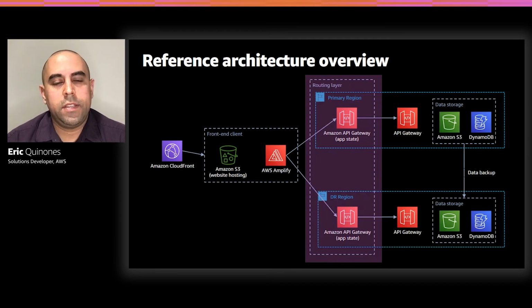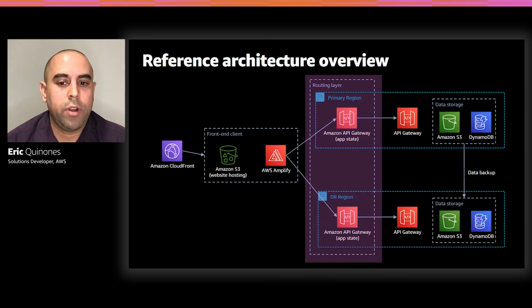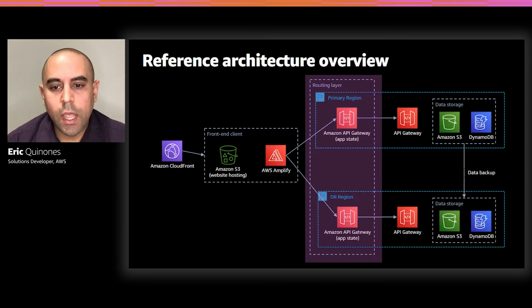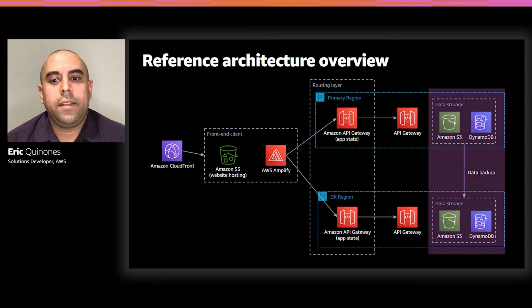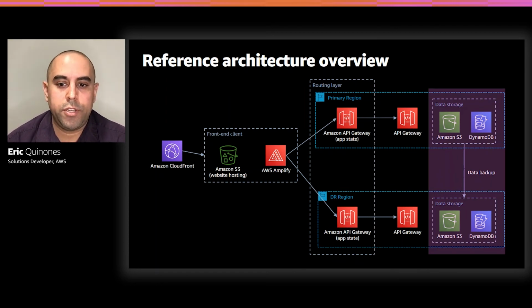The routing layer is deployed using 2 regional API Gateway endpoints, and the front end has logic to reach out to the disaster recovery region's API routing layer endpoint if it can't get a response from the primary region. And then finally, we have our data storage in the back end, and this is where we're going to be using cross-region replication and global tables to asynchronously back up our data to the secondary region.